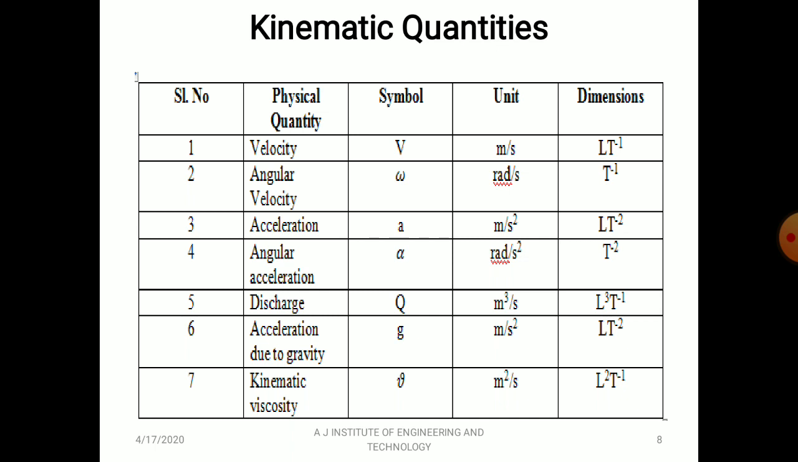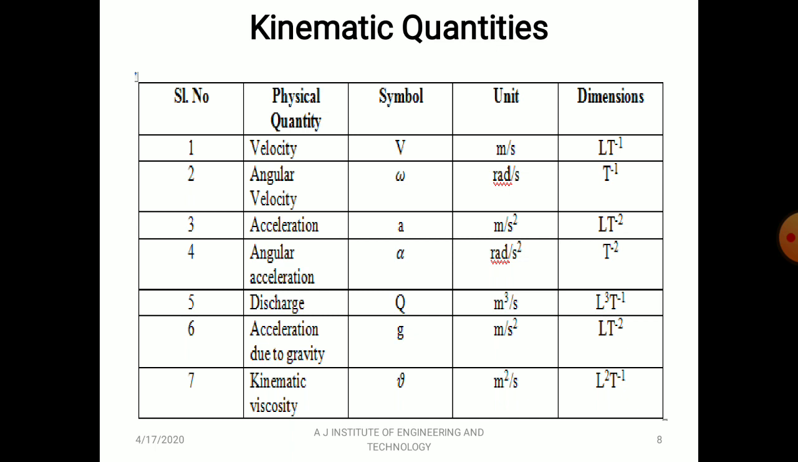Then discharge Q, or volumetric flow rate, the amount of fluid flowing per second. It is represented by capital letter Q, the unit is meter cube per second. For meter it is L, so L cube per second, L cube divided by T. So the dimension becomes L cube into T to the power minus 1. Then acceleration due to gravity, represented by small letter g. The unit is the same as that of acceleration, meter per second square, so the dimension is also the same: L into T to the power minus 2.